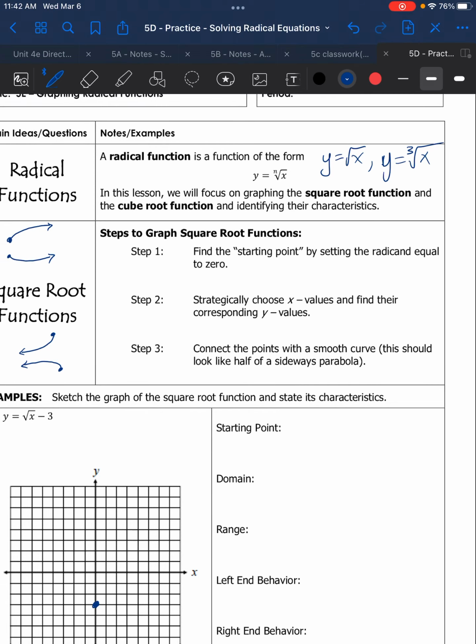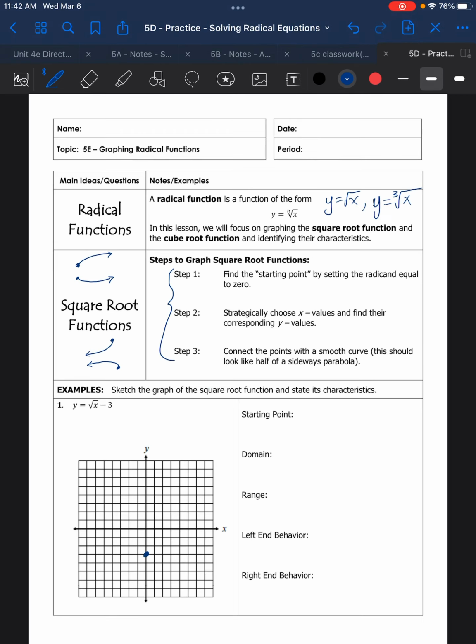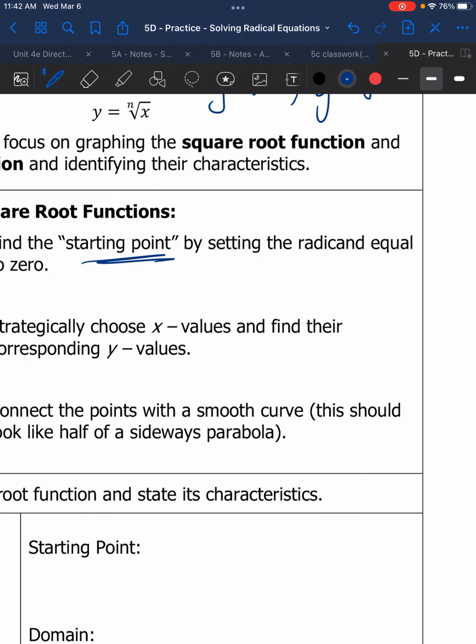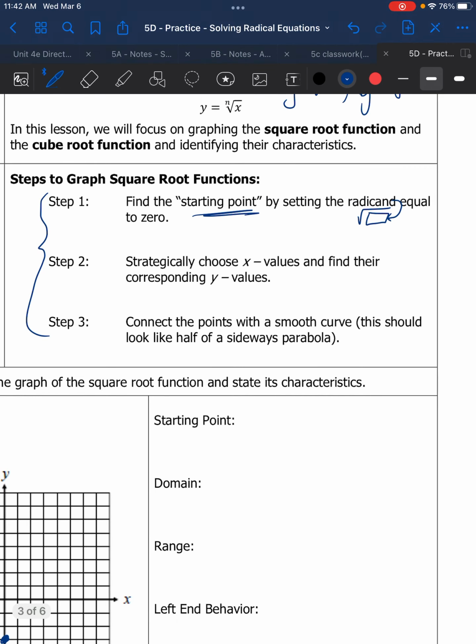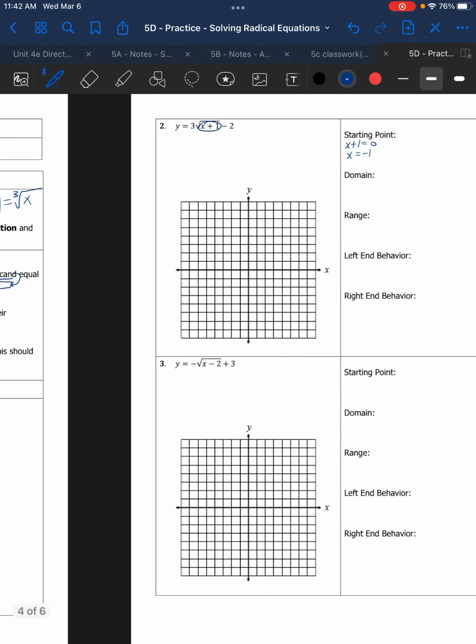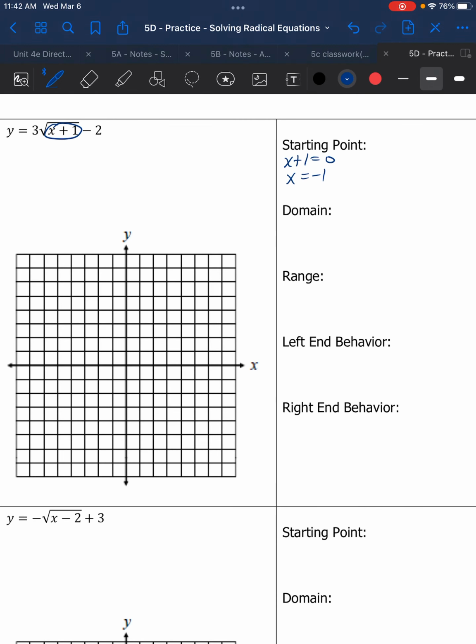All right, here are my steps: step 1, step 2, step 3. I'm going to do number 2 because it involves a little bit more. To find the starting point, we're going to set the radicand equal to 0. The radicand is what's underneath the radical.